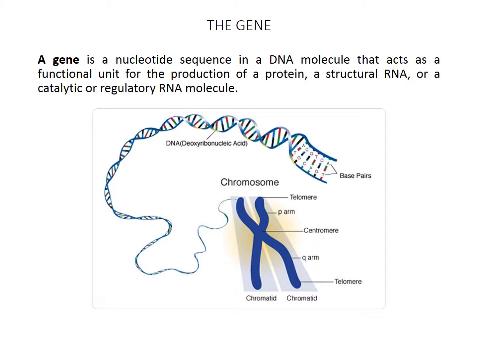So here I'm showing the structure or the image of a chromosome, and then breaking it down into the DNA, and then breaking it down into the components of the DNA itself, the base pairs. So a gene is a sequence of nucleotides in the DNA, a string of nucleotides, and we will see what the structure of the DNA looks like.